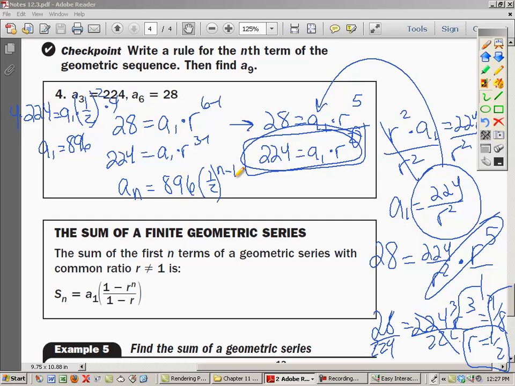raised to the n minus 1 power. Okay? To find the 9th term of the sequence, we do 896 times 1/2 to the 9 minus 1, which is 8. All right? And I end up getting 3.5, which is the same thing as 7 over 2.